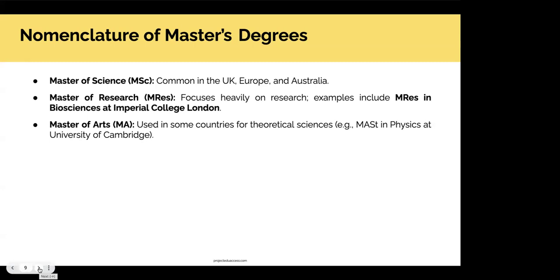And sometimes they also give you Masters of Arts for computational theoretical physics, for math, for chemistry, which does not have any experimental or lab work. That's also common in the US.